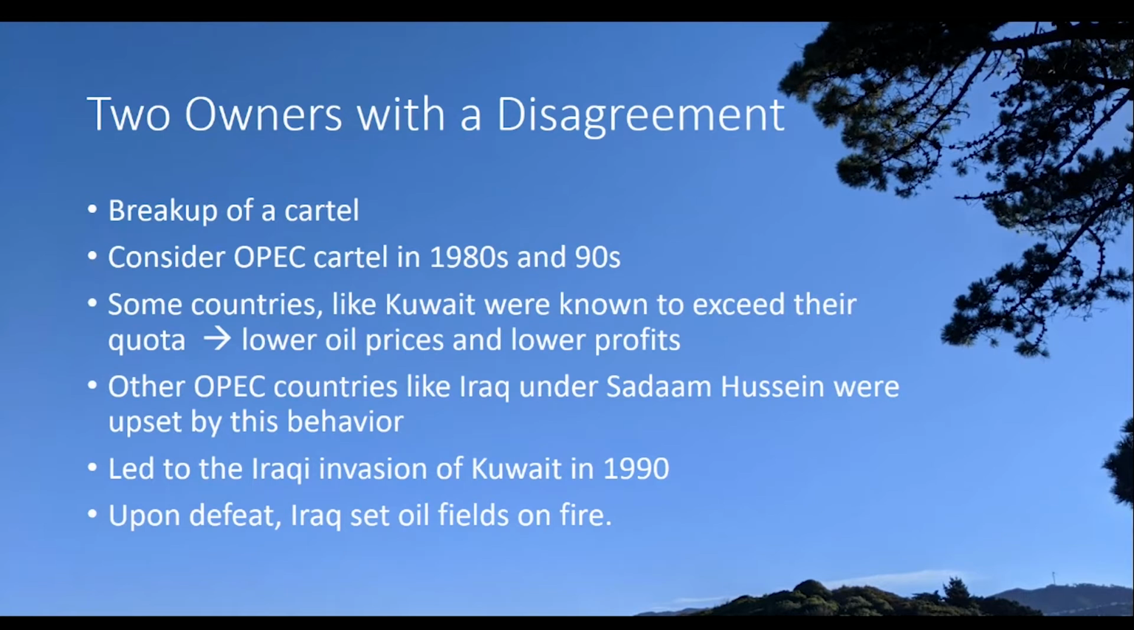OPEC stands for Organization of Petroleum Exporting Countries, and it's a cartel that was probably formed in the 50s or 60s, but it really exercised its power in the 1970s with an oil embargo to the world that had the effect of raising prices significantly. So in the 1970s, crude oil prices were really, really high, and it was because of the cartel behavior.